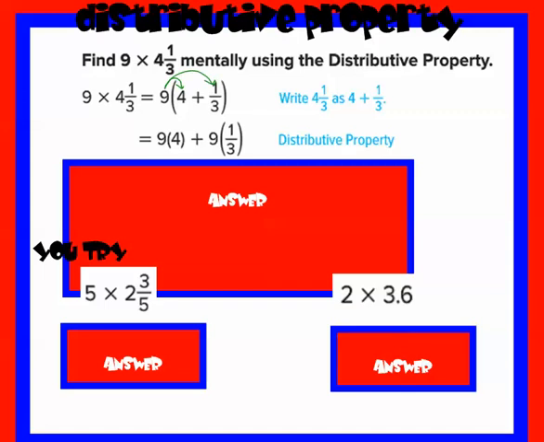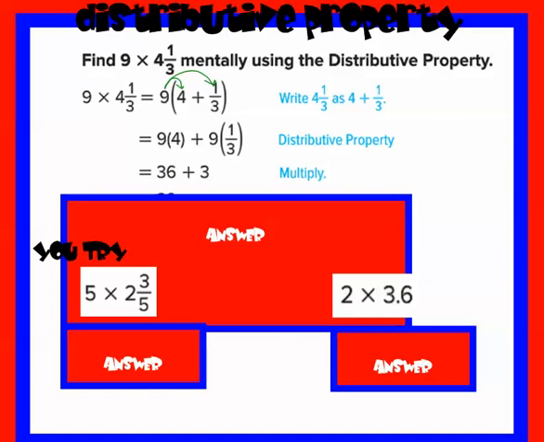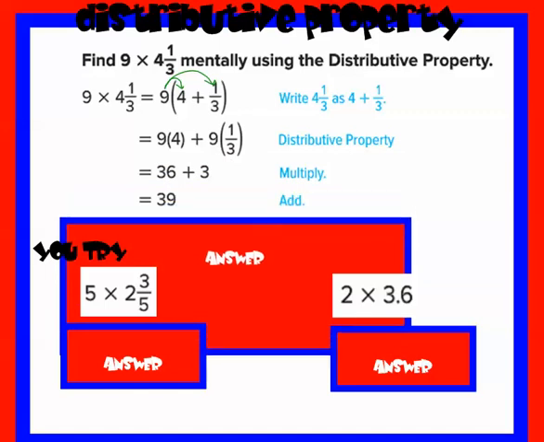Well, that becomes mental math for us because we know 9 times 4 is 36. And if you think of 9 times 1/3 instead as 1/3 of 9, remember of is the magic word, well, that becomes mental too. So we know that we have 36 plus 3. And then we can add that together in our head to get 39. So by using the distributive property, this multiplication puzzle becomes something that we can do without a calculator and without necessarily writing it down on paper.